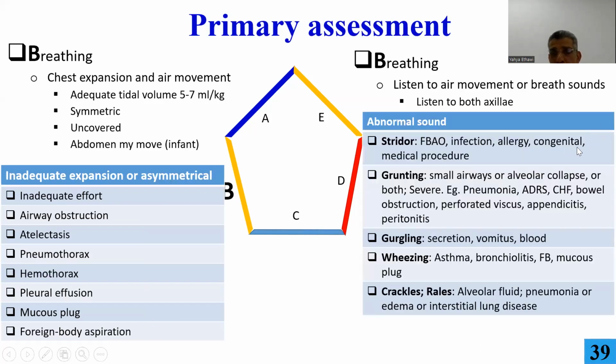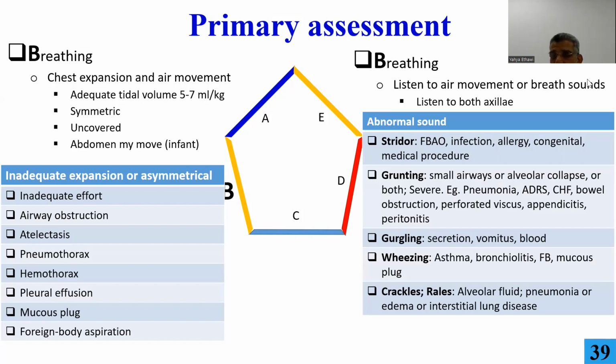Okay, so what are the abnormal sounds? We talked about air entry, fair, poor, good, absent, symmetrical, asymmetrical. And we talked about abnormal sound. So it can be stridor, which means an inspiratory sound. Causes are foreign body, infection, allergy, congenital, or medical procedure. Grunting is either small airway or alveolar collapse, or both.